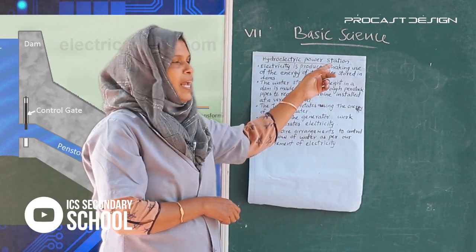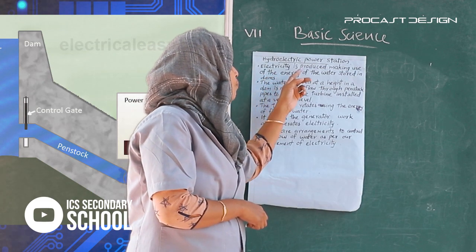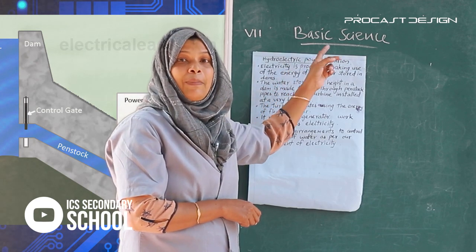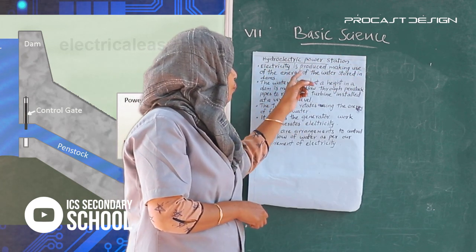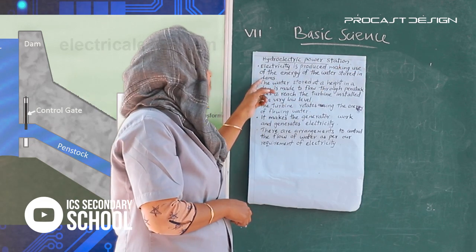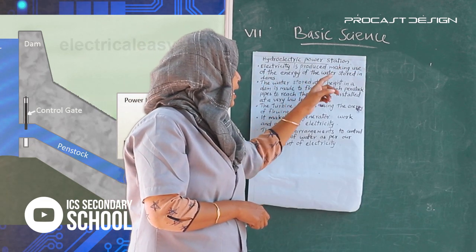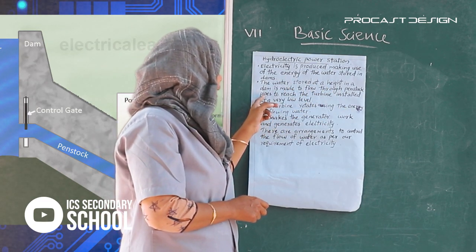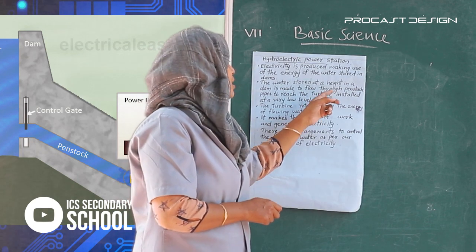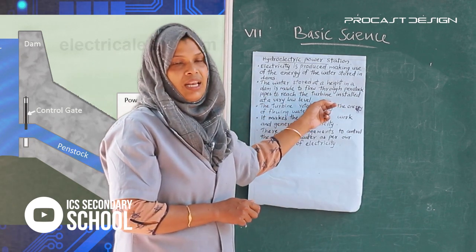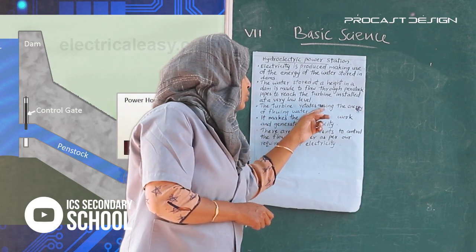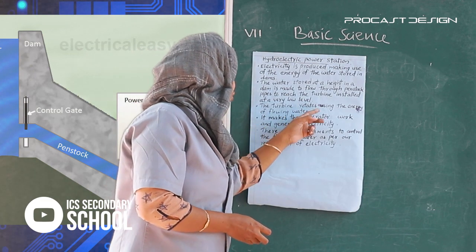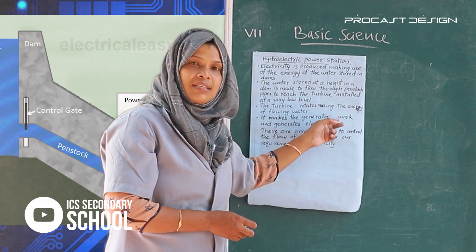Electricity is produced making use of the energy of water stored in dams. The water stored at height in dams is made to flow through the penstock pipe to reach the turbines installed at a very low level. The turbines rotate using the energy of flowing water. It makes the generator work and generate electricity.